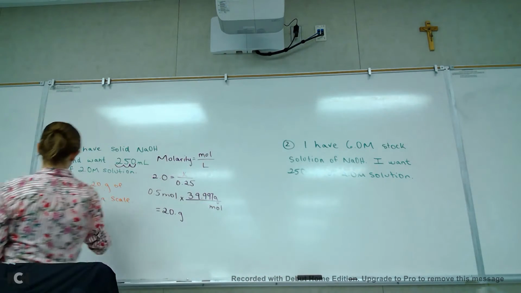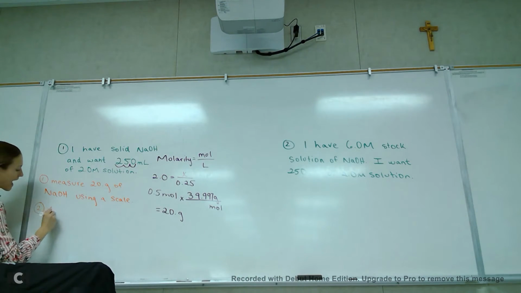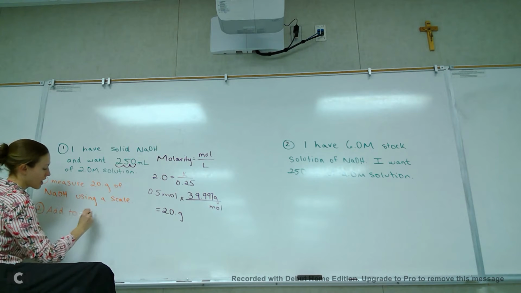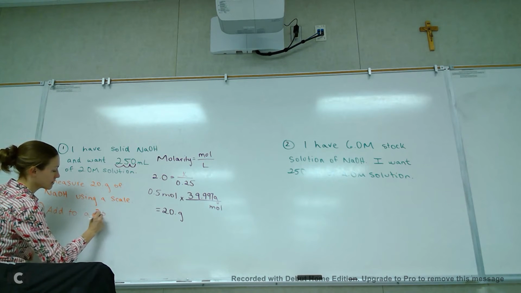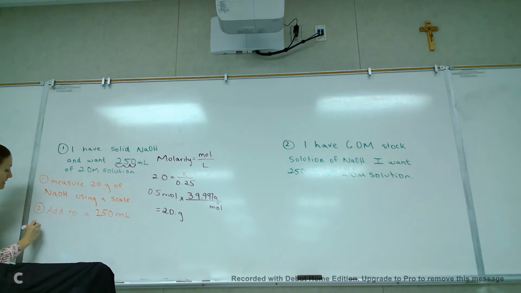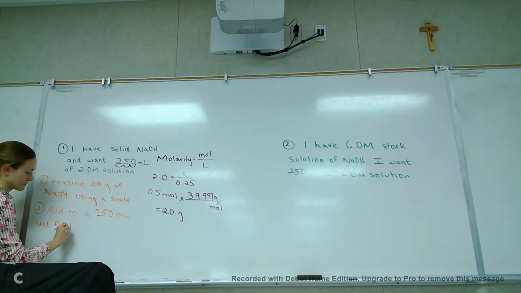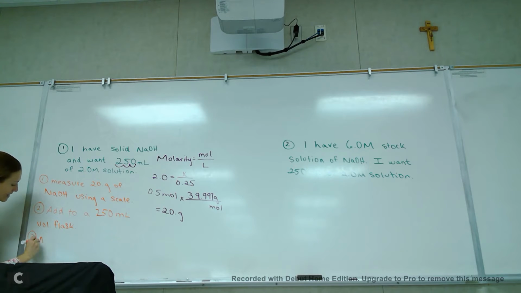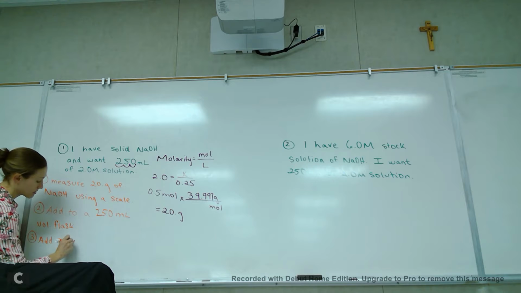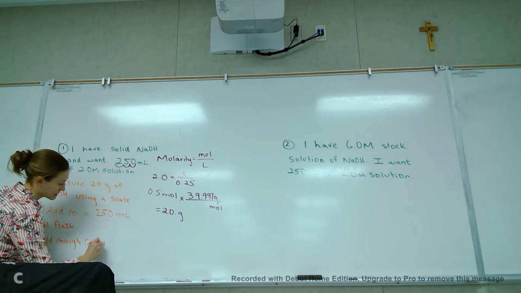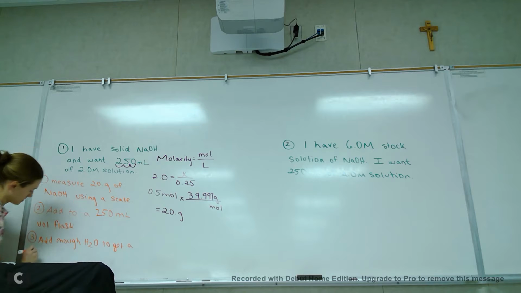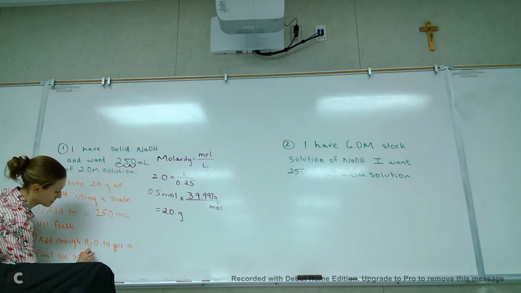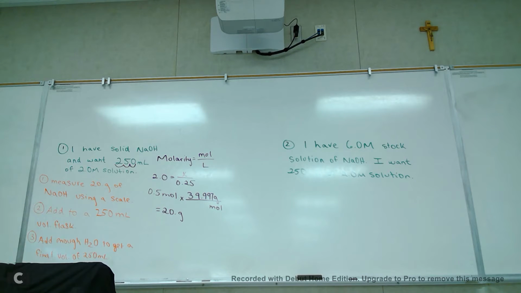So measure 20 grams of NaOH using a scale, add to a 250 mil volumetric flask, and then you need to add enough water to get a final volume of 250 mils. And I'm done. Are we okay with that? Any questions?